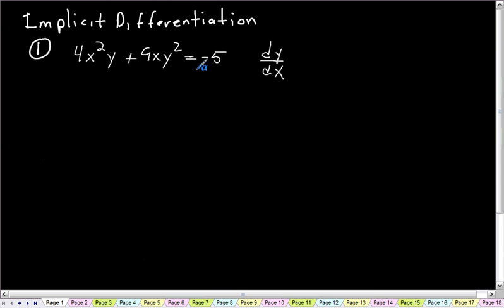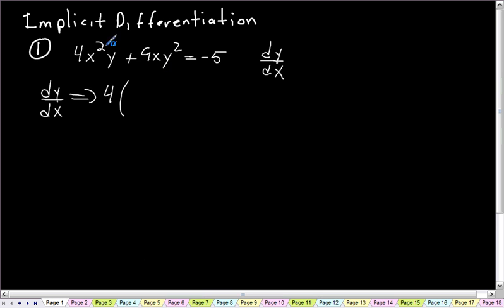If they give us this equation, for example, 4x to the second power times y plus 9 times x times y to the second equals -5, and I try to find the derivative, dy/dx, I would take the derivative of this plus the derivative of this equals the derivative of that. This part right here, the 4 I can take out because that's just a constant. How do I find the derivative of x squared times y?